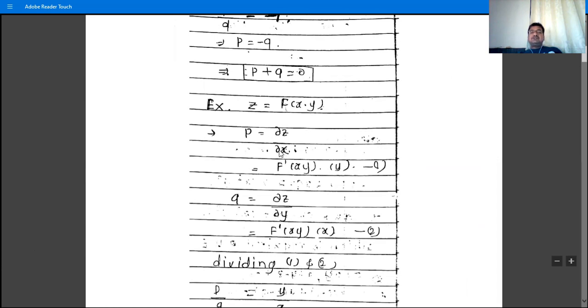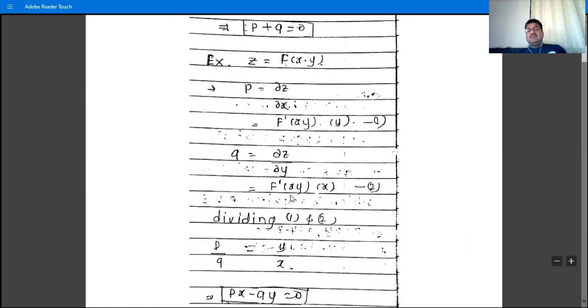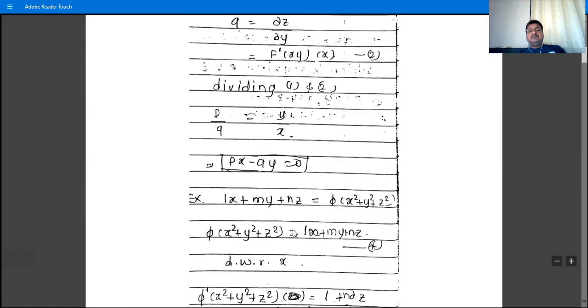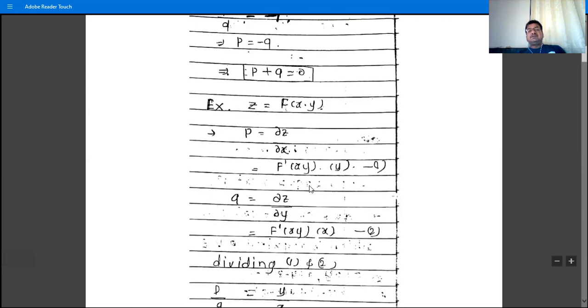Next, z is equal to f of x into y. So differentiate with respect to x. So small p, del z by del x, is equal to f dash of x into y into the derivative of x into y with respect to x, which is y. Then q, that is del z by del y, is equal to f dash of x into y, and the derivative of x into y with respect to y is x. So equations 1 and 2. And then dividing 1 and 2, we have p by q is equal to y by x. Or multiplying equation 1 by x and equation 2 by y and subtracting, we have px minus qy is equal to 0. Okay, this is the corresponding partial differential equation.